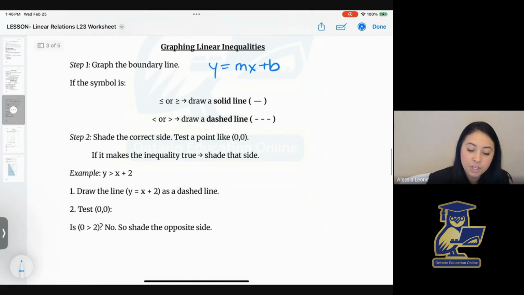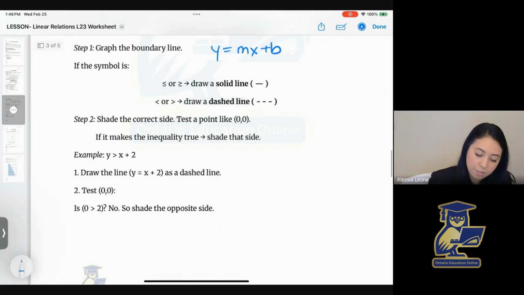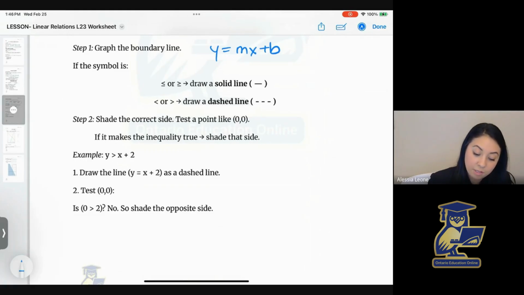Step 2 is you're shading the correct side and you're using a test point, 0, 0. And if it makes the inequality true, you're going to shade that side. And this will make sense when we work on it in the example question. But right now, I'm just going to read through this just to get familiar. So we have an example here that we can read through.